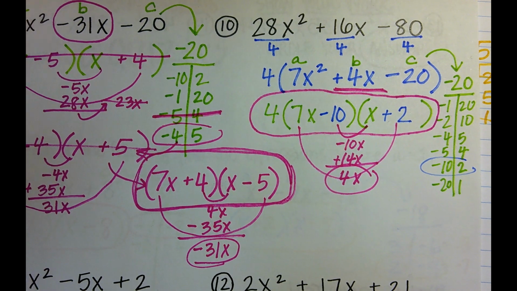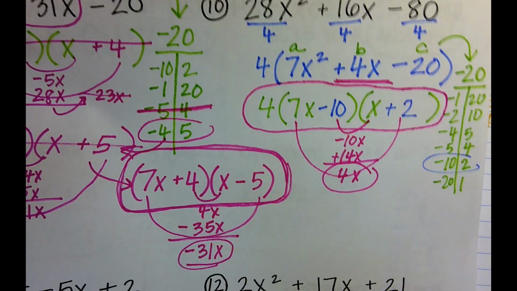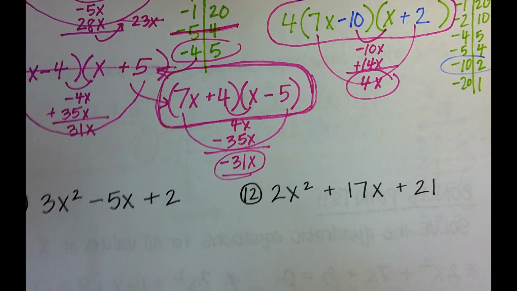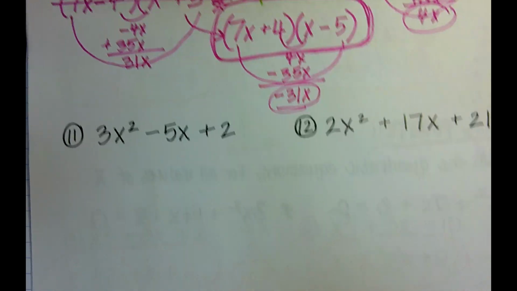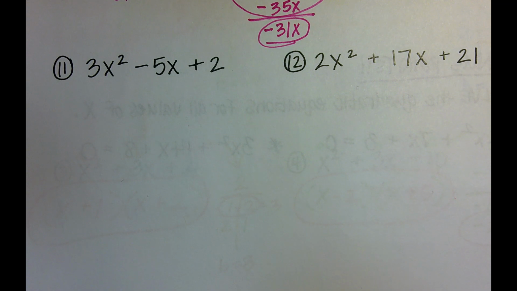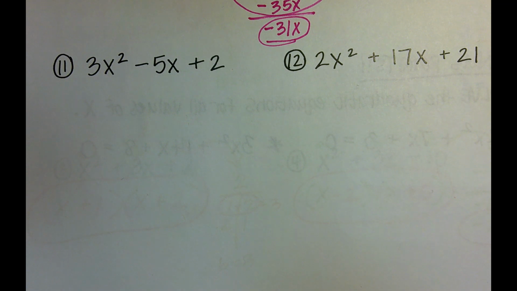Can we go to number 11? Alright, stop me if you still need the work. I'm going to scooch my paper. Let's look at 11. 3x squared minus 5x plus 2.